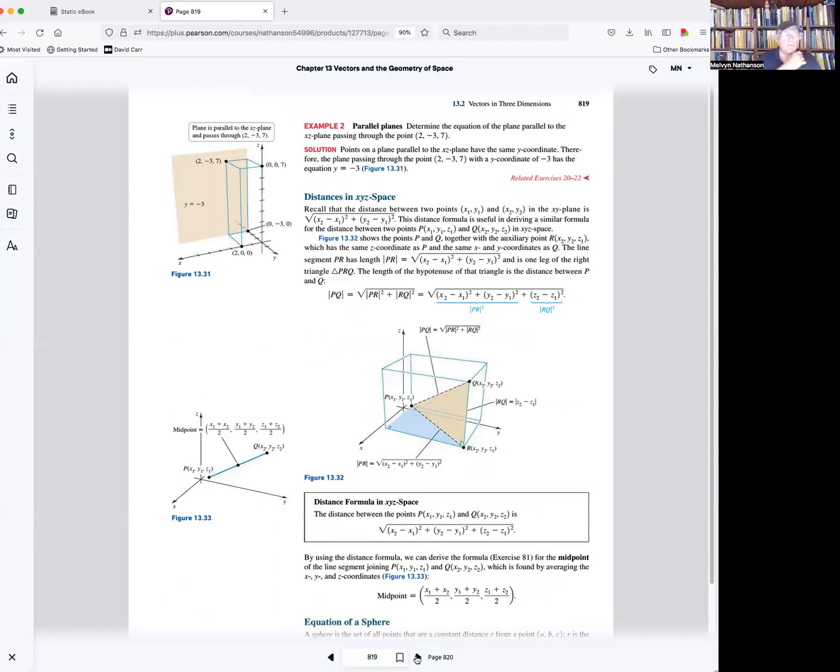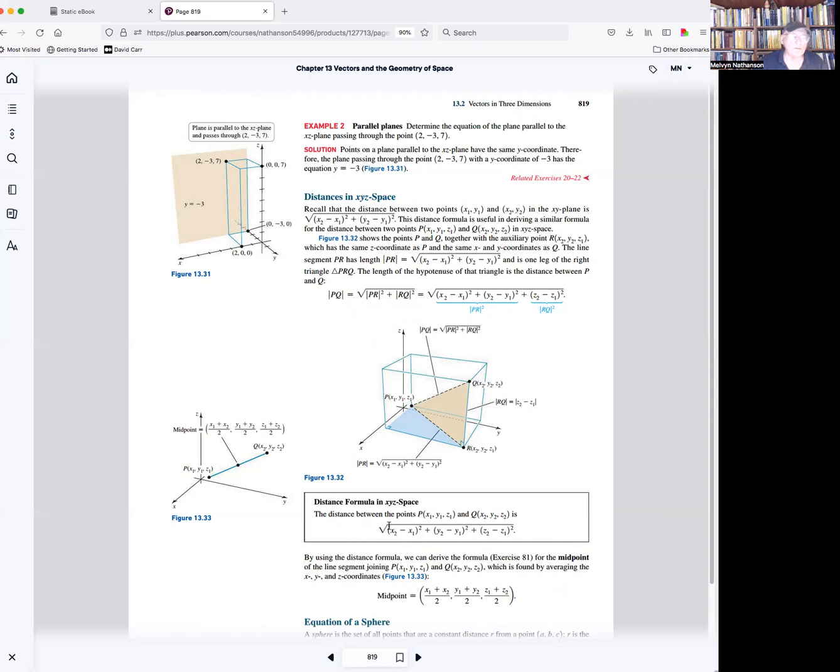Just as we had a nice formula for the distance between 2 points in two-dimensional space, we have the analogous formula for the distance between 2 points in three-dimensional space. So if you have the point P with coordinates x1, y1, z1, and the point Q with coordinates x2, y2, z2, the distance between them, and this is really just the generalization of the Pythagorean theorem from two-dimensional space to three-dimensional space, you take the square root of the sum of the squares of the differences of coordinates. That's the distance between 2 points in space.